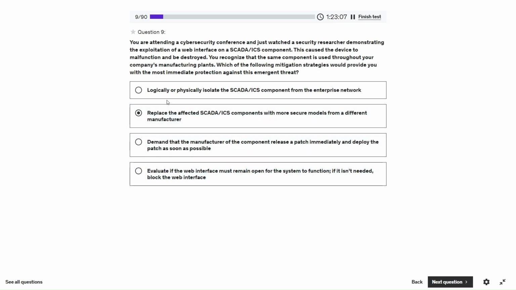Could be replace the affected SCADA component with more secure models. No, replacing is not a mitigation. Demand the manufacturer of the component release a patch. Could be evaluate if the web interface must remain open for the system to function. If it is not needed, block the web interface. That's the correct answer.